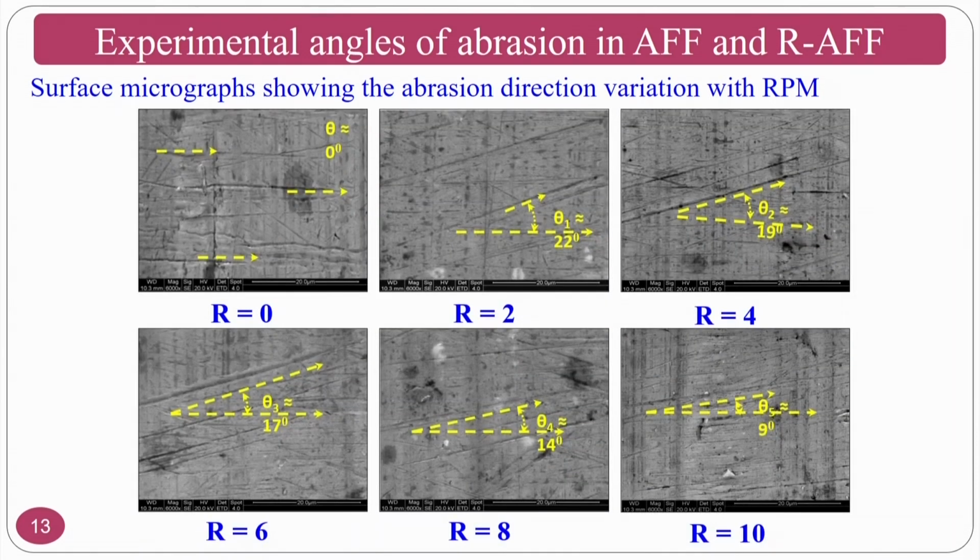You can see here the effect of rotational speed. If you see, theta equal to 0, that means the angle is 0 because your rotational speed is 0. Whenever you increase to 2 rotational speed, now the angle is 22 degrees. If you increase to 4, the angle goes on decreasing. That means for the height of your cylindrical workpiece, the length per unit time will increase. Then 19 degrees, and it goes on.